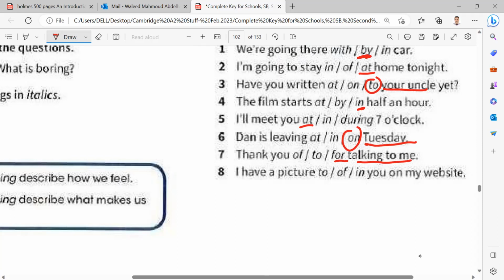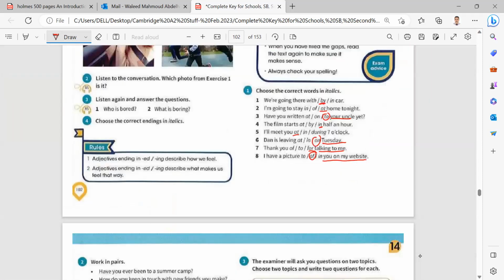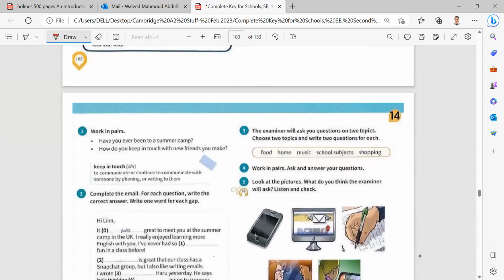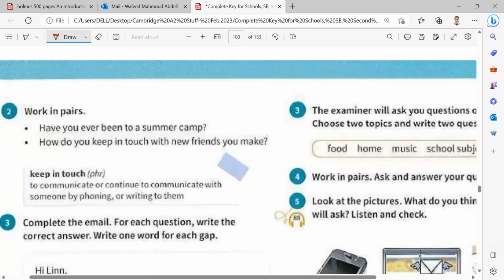طيب, the number 8. I have a picture you on my website. I have a picture you on my site or on my website. In. You. So I have a picture of you or to you. I have a picture of you on my site. يعني صورة ليك يعني. A picture of you. يعني this picture belongs you or belongs to you.